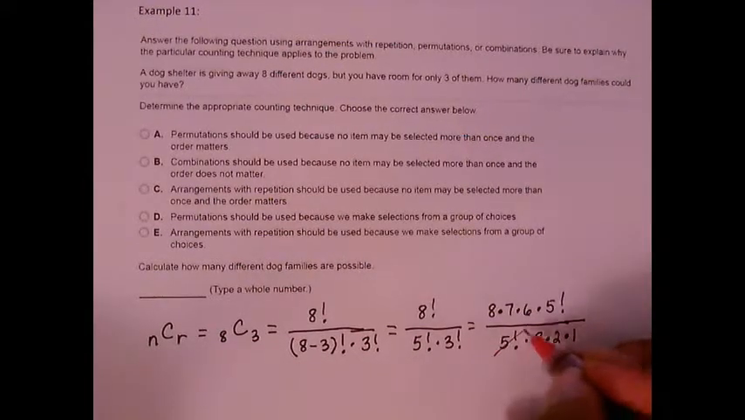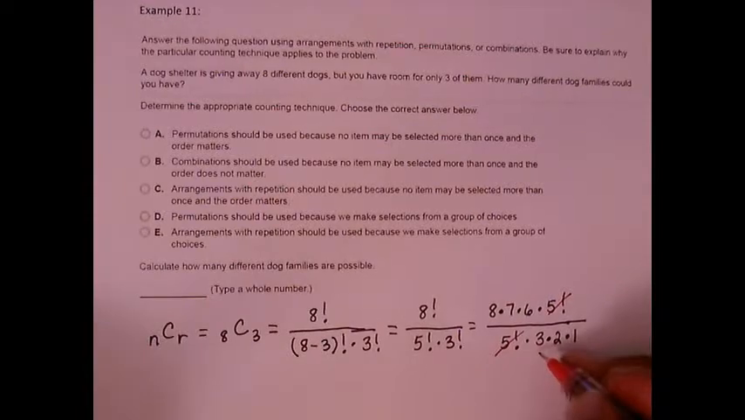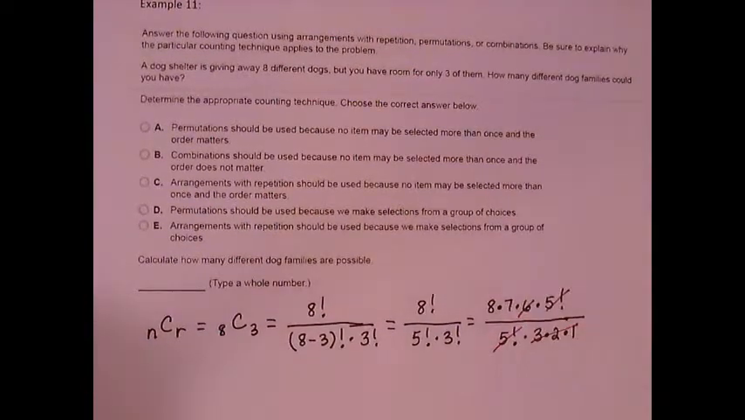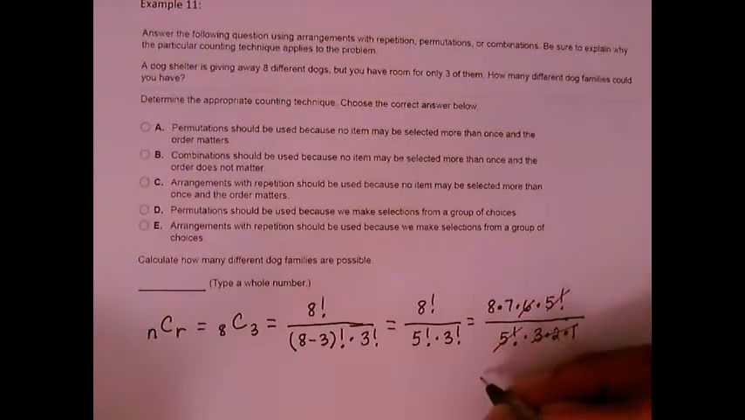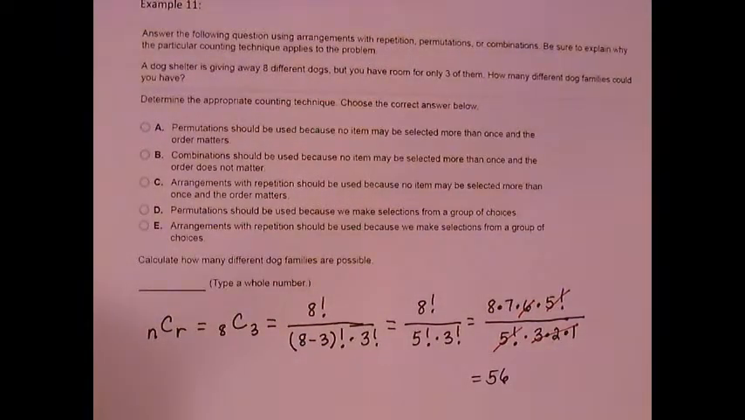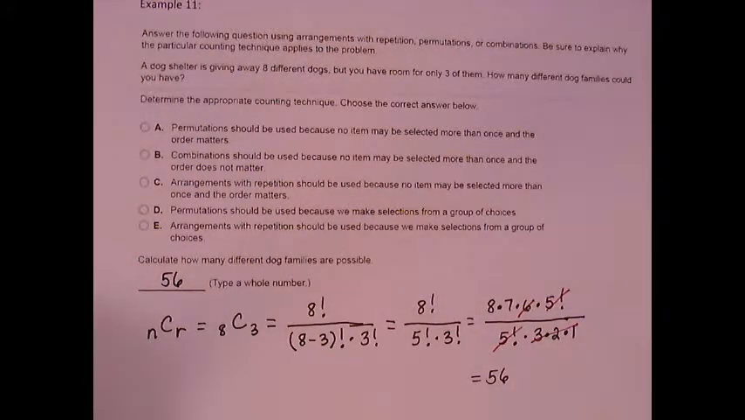Now if I divide out the 5 factorial, if I multiply 3 times 2 times 1, that's 6. That product can divide out with that 6 in the numerator. So 8 times 7 is all I have left, which will give me 56. So there are 56 different dog families that are possible in this case.